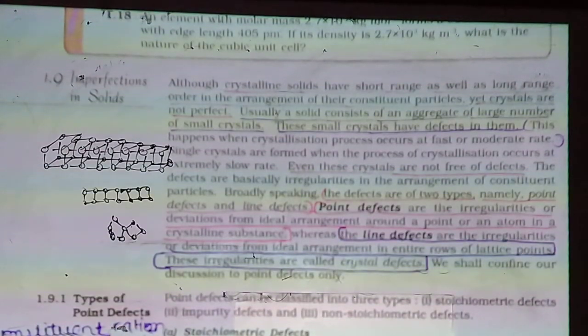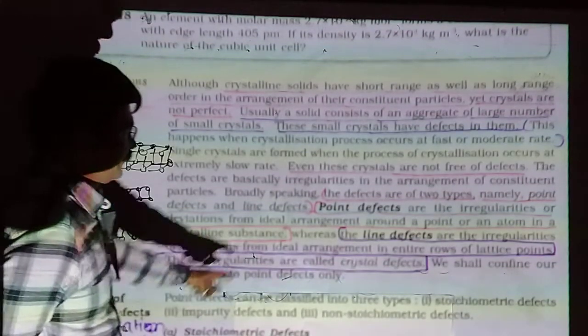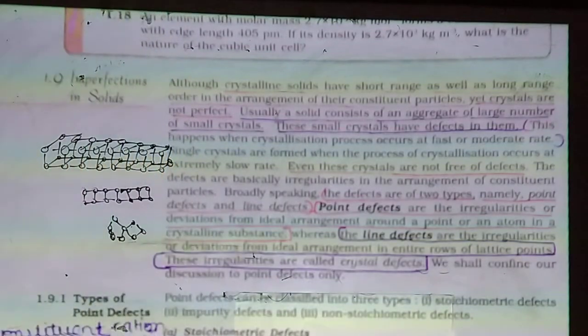Even these crystals are not free of defect. We are assuming that we make the crystal by a very slow process, so crystals should be perfect. No, there is also imperfectness. Even these crystals are not free of defect. The defects are basically irregularities in the arrangement of constituent particles. Broadly speaking, defects are of two types.